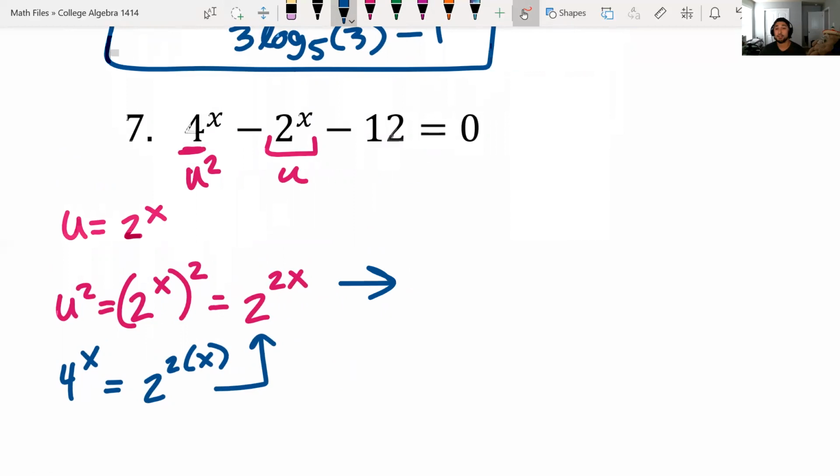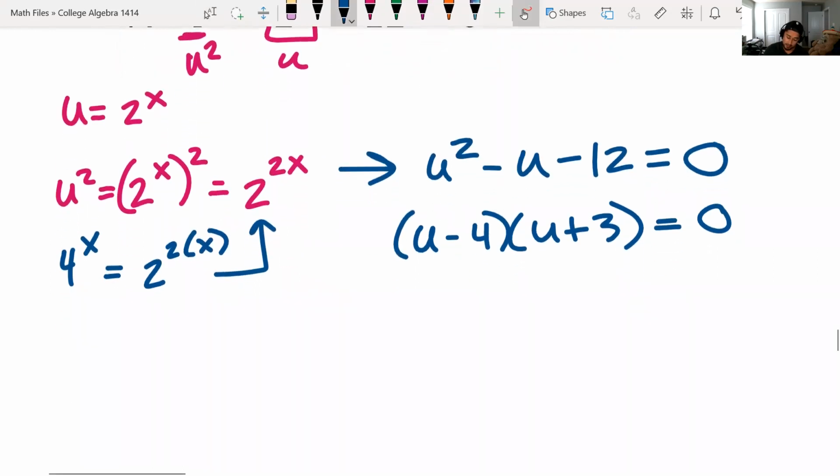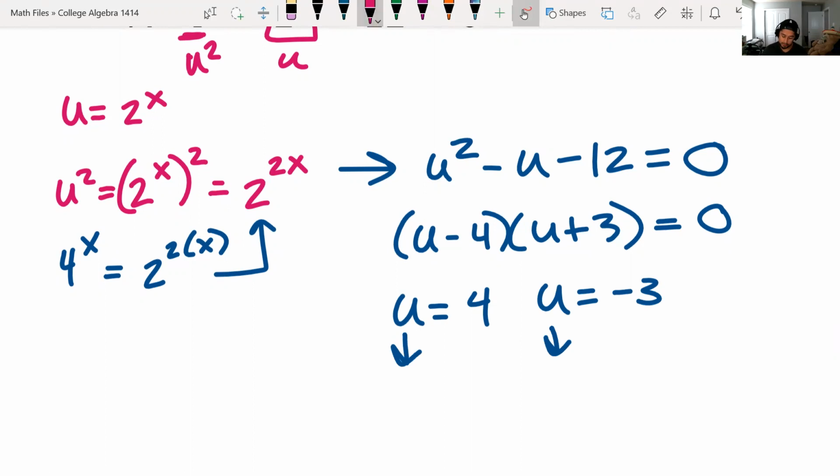Okay. So now we rewrite our substitutions as u squared minus u minus 12 equal to 0. And factor. Hopefully this factors. I think it does. What is this? (u minus 4) times (u plus 3) equal to 0. U squared, 3u, negative 4u, negative u, negative 12. Good. And then you'll get u equals 4 and u equals negative 3. But what was u? U was 2 to the x.